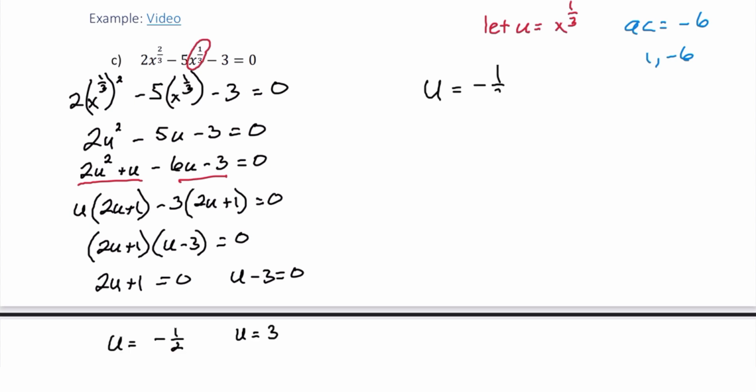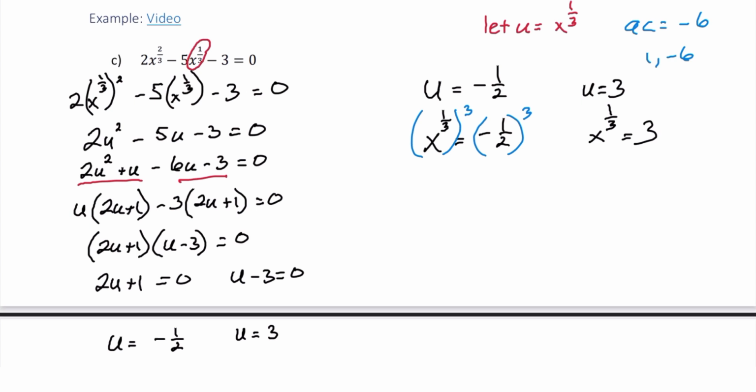Keep in mind, we don't want u, we want x. So we'll need to go back and do the back substitution. Replace u with x to the 1/3. And now to remove the 1/3 power, we can cube both sides. The leftmost equation, we get x equals -1/8. Then the rightmost equation, we get x is 27.